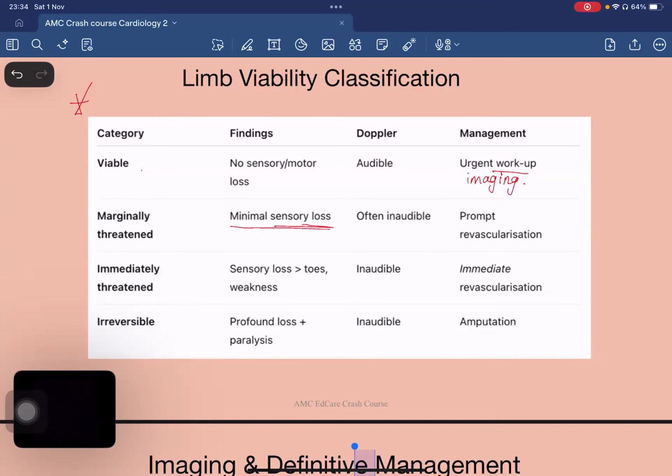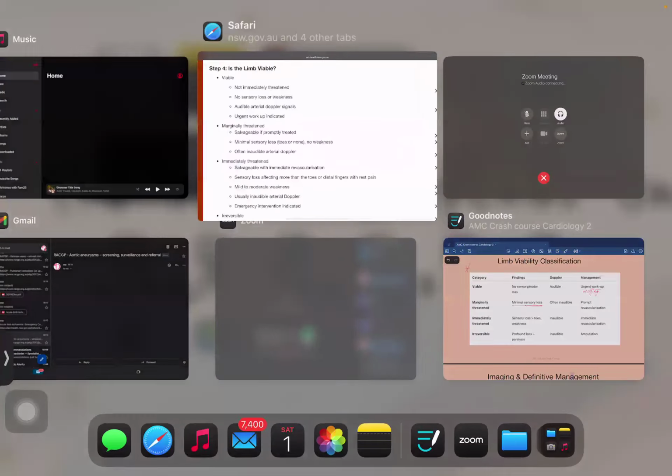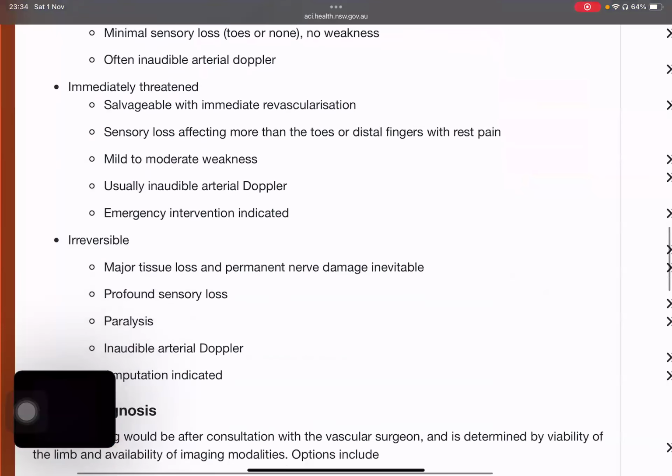And then we also have, at last, irreversible limbs, where there is complete anesthesia, completely lost, and no Doppler, obviously inaudible. And this sort will not recover and would have to go for amputation. Just check that.